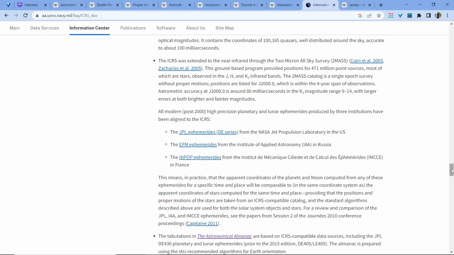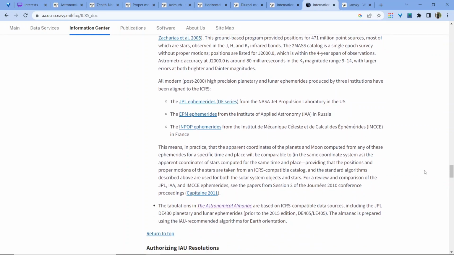This means in practice that the apparent coordinates of the planets and moons computed from any of these ephemerides for a specific time and place will be comparable to, in the same coordinate system as, the apparent coordinates of stars computed for the same time and place, providing that the positions and proper motions of the stars are taken from an ICRS-compatible catalog and the standard algorithms described above are used for both the solar system objects and stars.